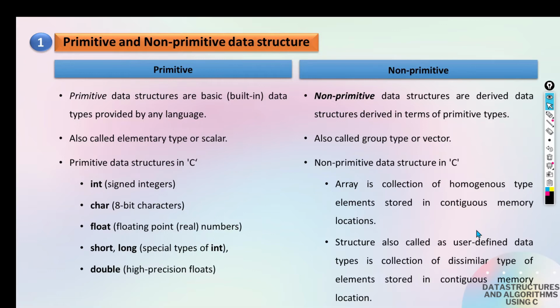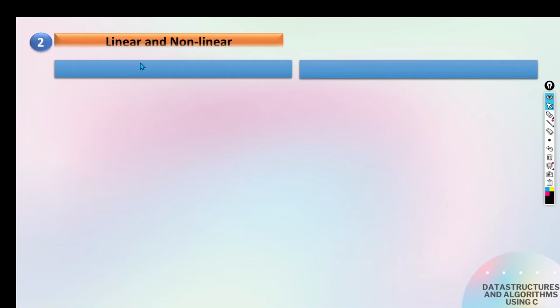In this classification of data structures, the only basic thing is whether they are provided by the language, or the programmer is using those inbuilt data types provided by the language and creating his own. If he is creating his own, it is non-primitive, and those which are given by the language itself are primitive. Coming quickly to the second classification, that is linear and non-linear.